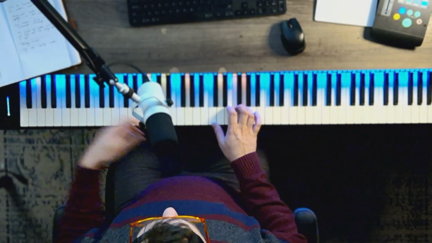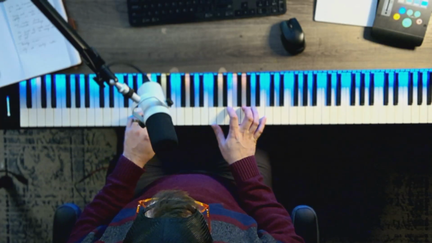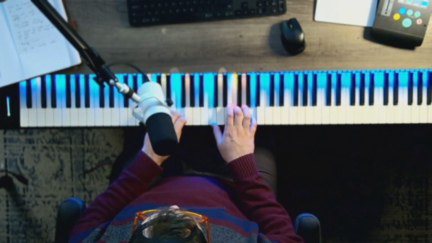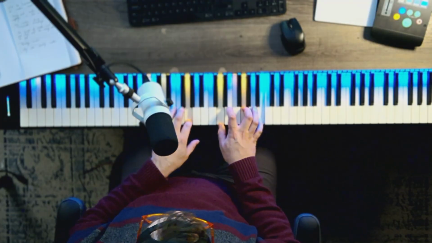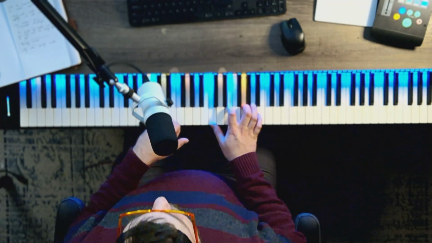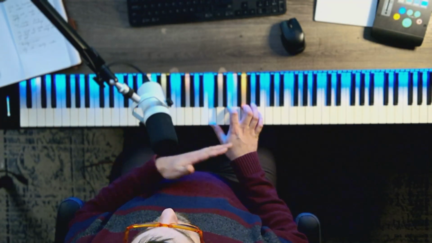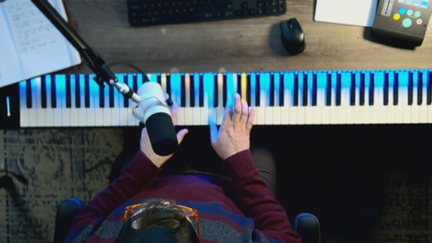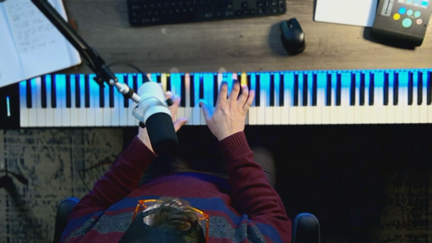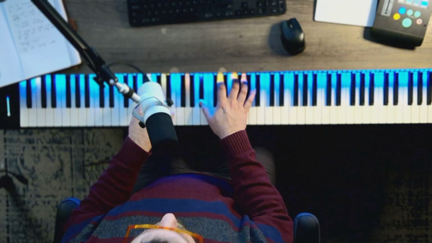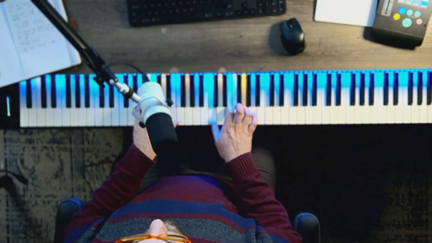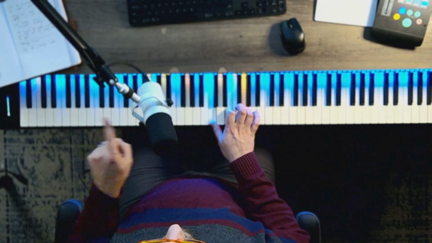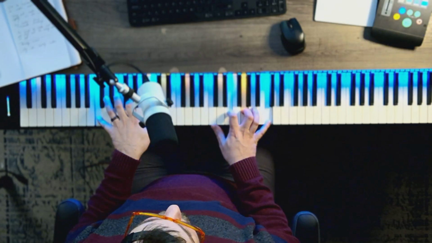So the idea of chromatic harmony would be, instead of playing, say, C, F, G, and back to C, which would be a 1-4-5 chord progression, I might do something like C, E flat, B flat, C, right? And it still circles around and finds its way back to C, okay?